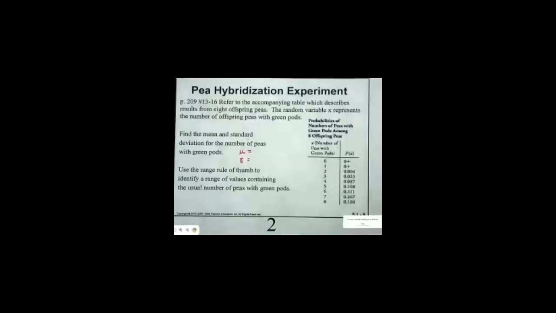I'm going to play like my math lab and tell you what to round to. Since the number of green peas is always a whole number, let's round our mean and standard deviation to the nearest tenth. That's what we've usually done. We've rounded our mean and standard deviation to 1 decimal place more than the original data.